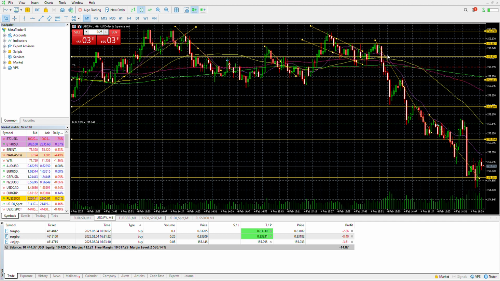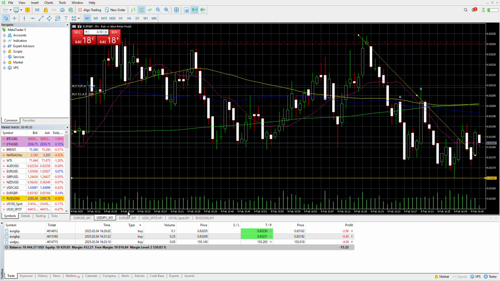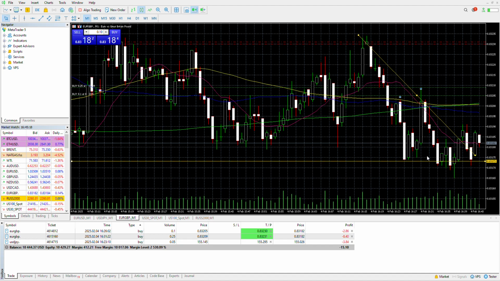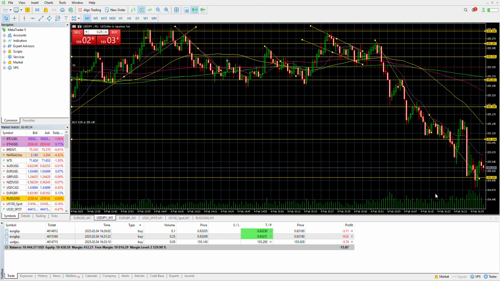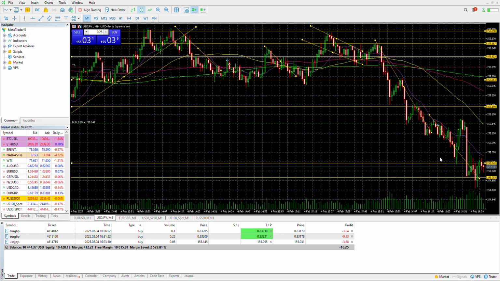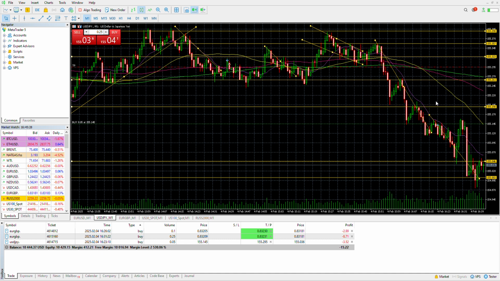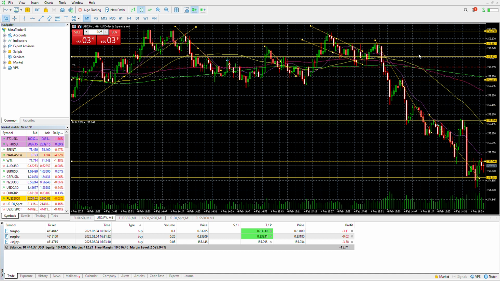One good thing is that it stopped moving down. It attempted to do that. Now it's a little bit weak here. It's a bit weak. It's in a trading range here. Trading range. I reached the trading range here. From here.